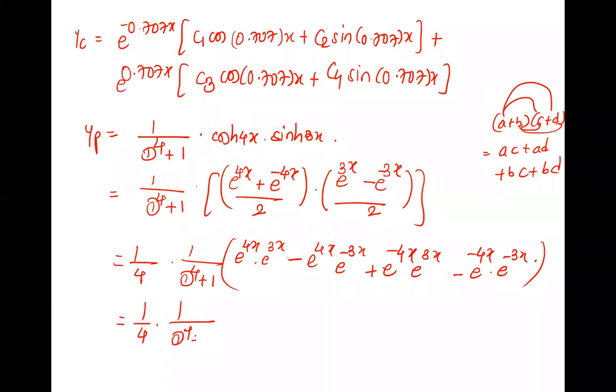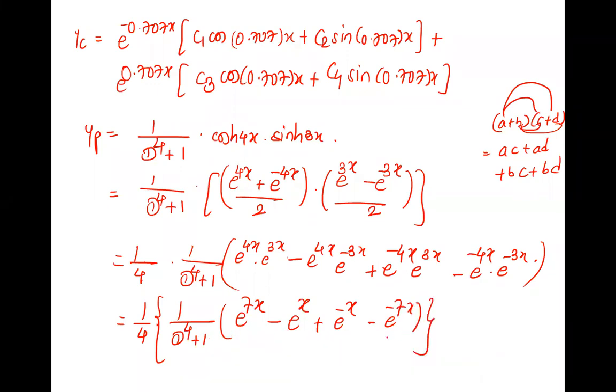So it is 1 by 4, 1 by d raised to 4 plus 1. What is there? What is this term? Correct. E raised to 7x. What is this? 4x minus 3x. E raised to x. Correct. Plus, what is this? E raised to minus x. Very good. And what is this? Minus e raised to minus 7x. Correct. Now, plus minus, so this gets separate with each term. So, they do that.